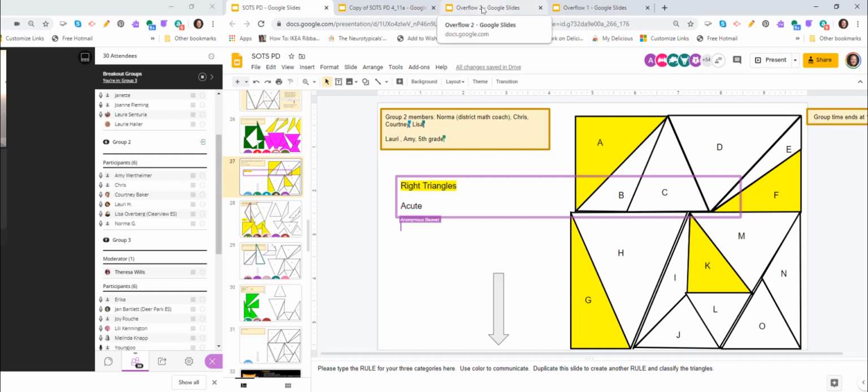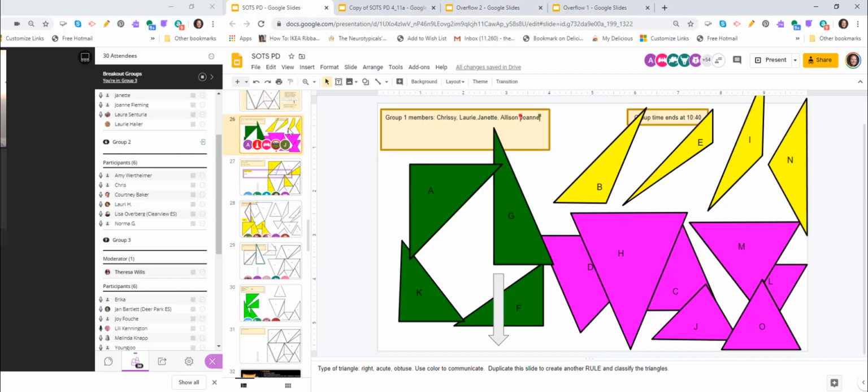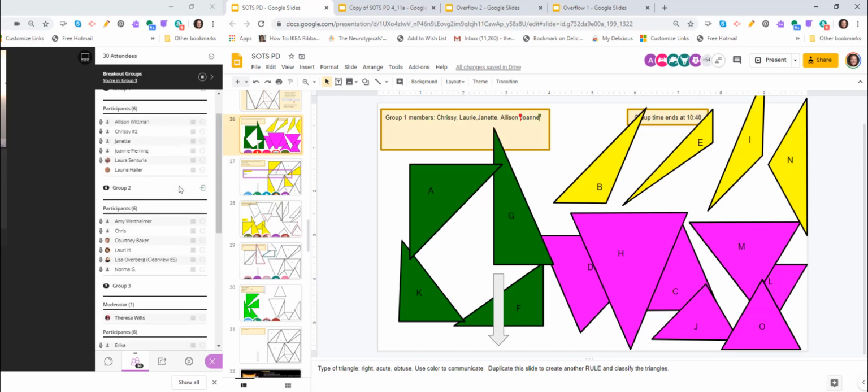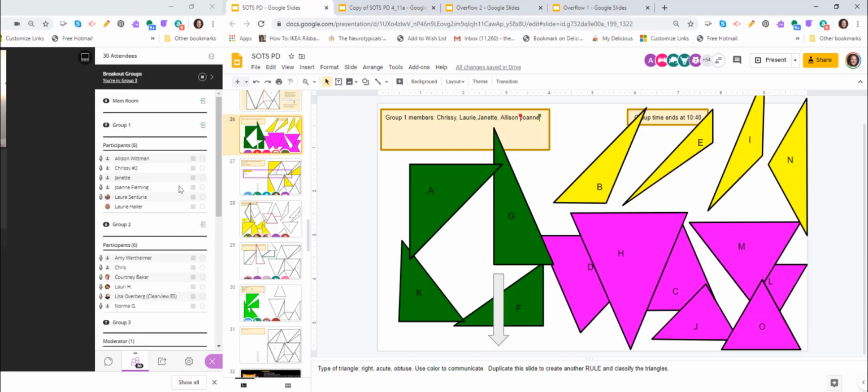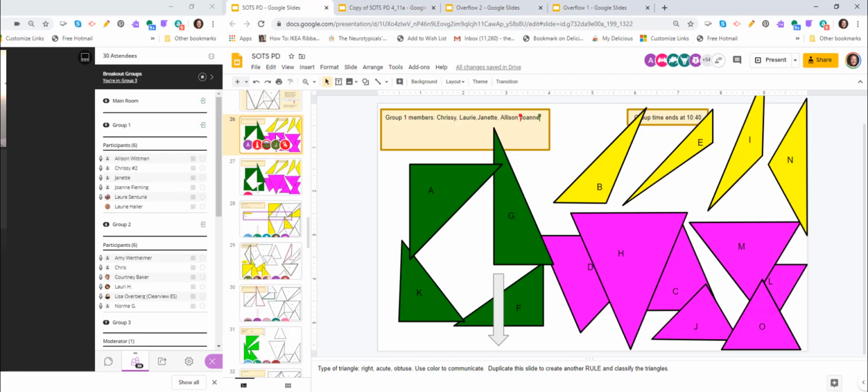But I think it looks like maybe we can decide. Are we trying to sort the triangles by size, or are we trying to sort the triangles by angles? Angles. Oh, okay, that's a good idea. Either way, I think we get to decide that.